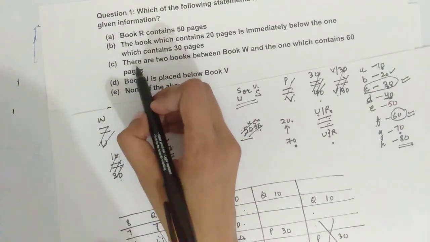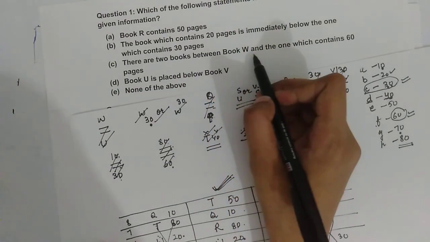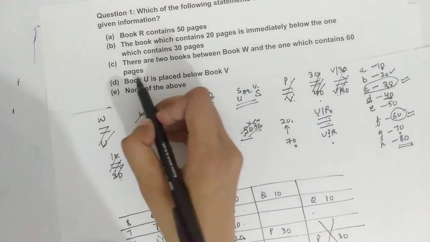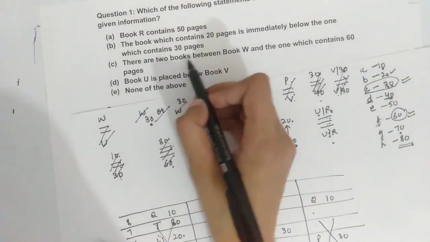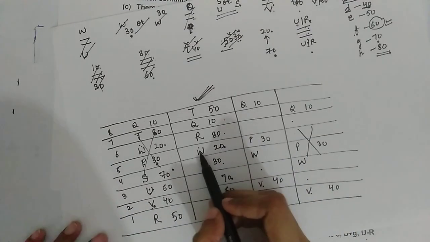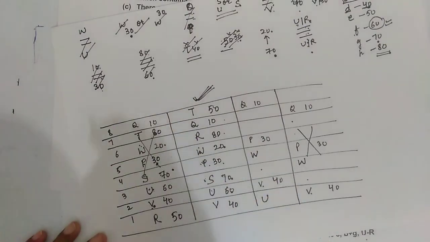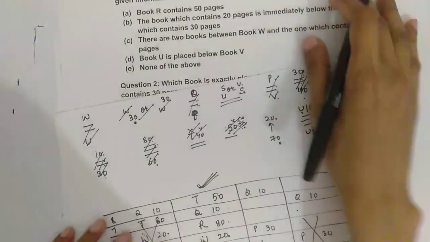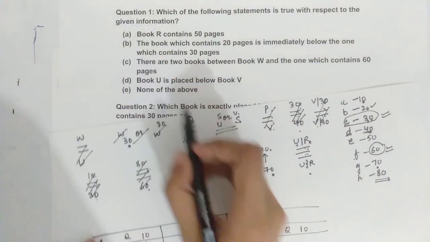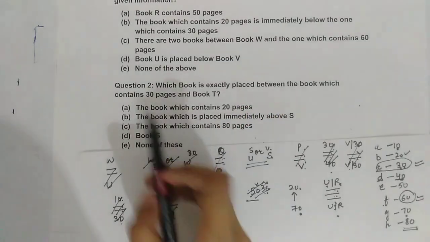So see the next. There are 2 books between book W and the one which contains 60 pages. W and 60 pages have 2 books in between them. So this is W, this is the book 60. Yes, these have 2 books in between them. So the right answer here is option C. Fine. Now see the next question.